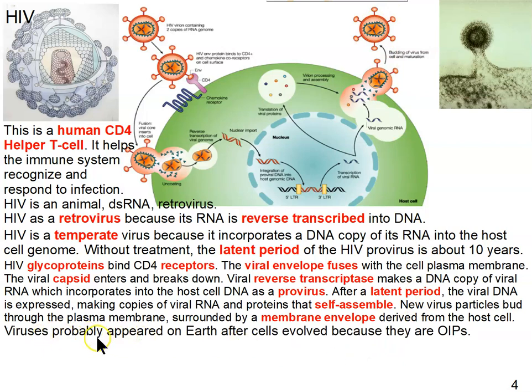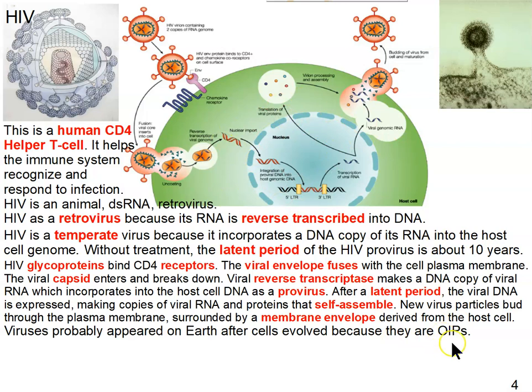When it comes to viral evolution, they probably appeared on Earth after cells evolved because they are obligate intracellular parasites, OIPs. They have to replicate by getting inside a living cell. So the question is, which came first, the chicken or the egg?